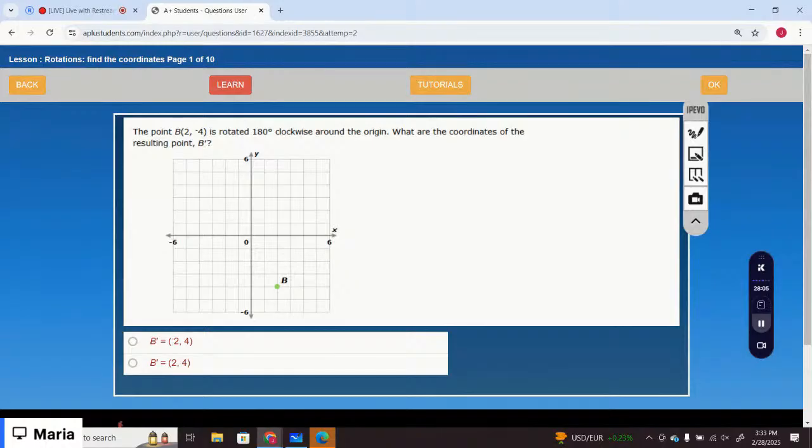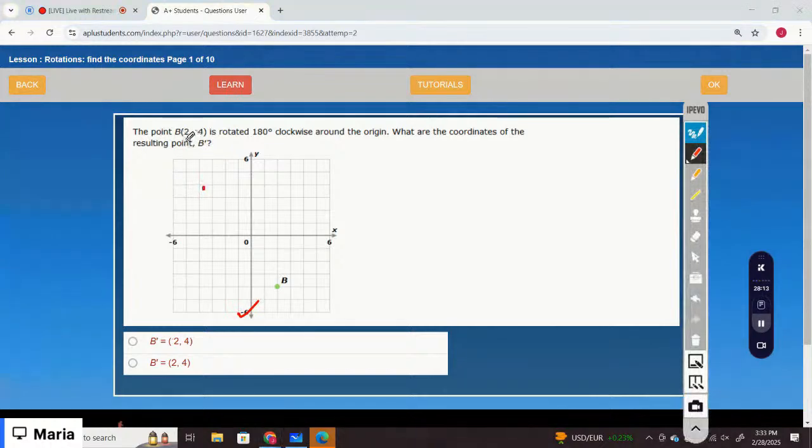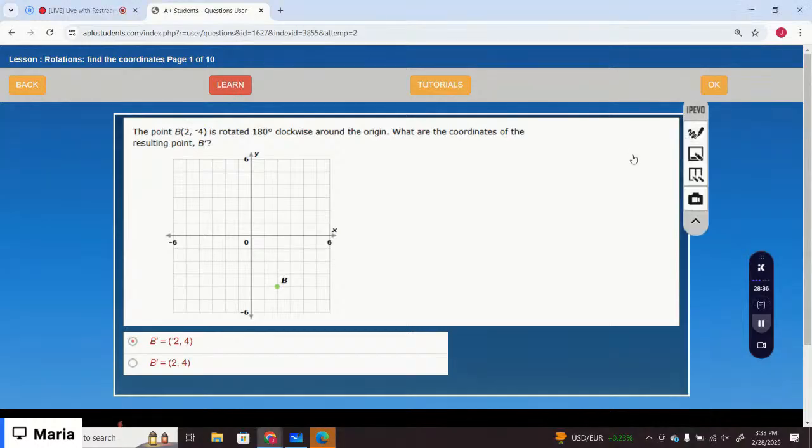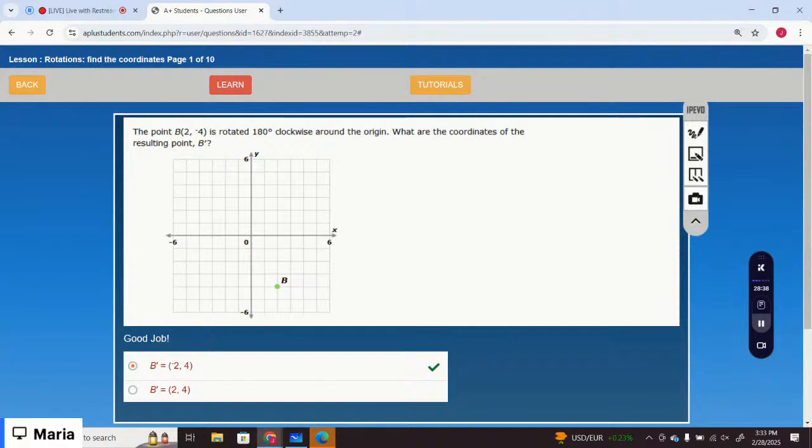The point B (2, -4) is rotated 180 degrees clockwise around the origin. What are the resulting coordinates B'? Here is B (2, -4), right? It would be moved 180 degrees clockwise. So now the new coordinates are (-2, 4). Option number 1 is the correct option. It would be moved to the second quadrant. The new coordinates are (-2, 4).